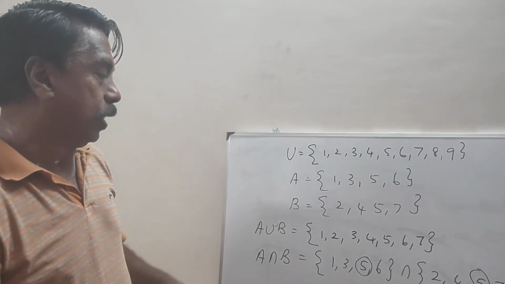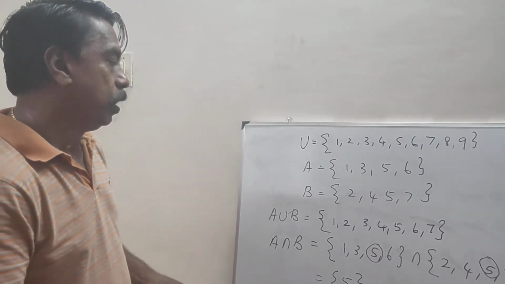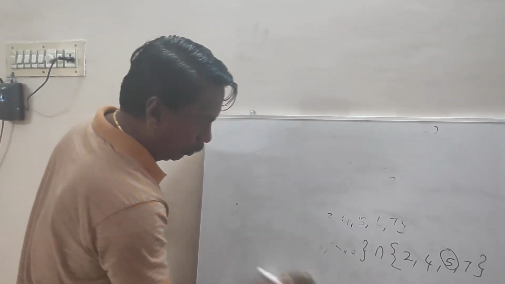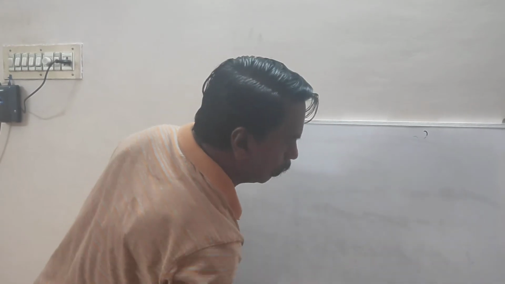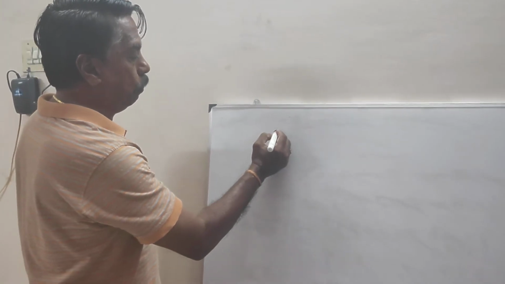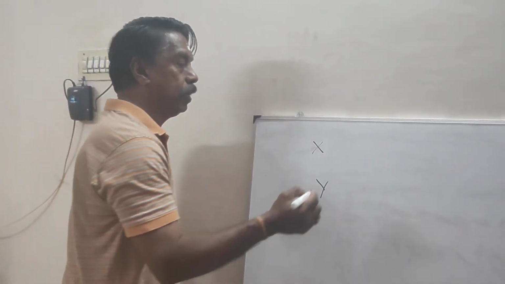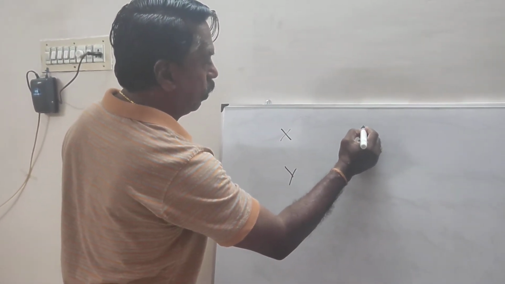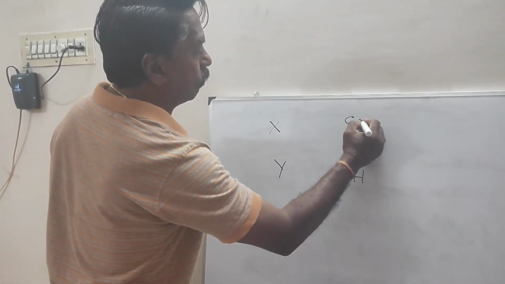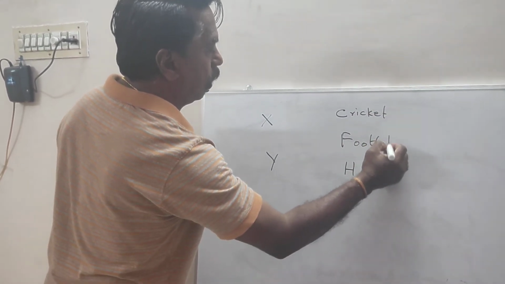And already we know this one. Now we have to go to a new operation that comes in the 10th standard. Let me introduce it now. Suppose we have two persons X and Y, and we have games like cricket, football and hockey. This is cricket, this is football and this is hockey.